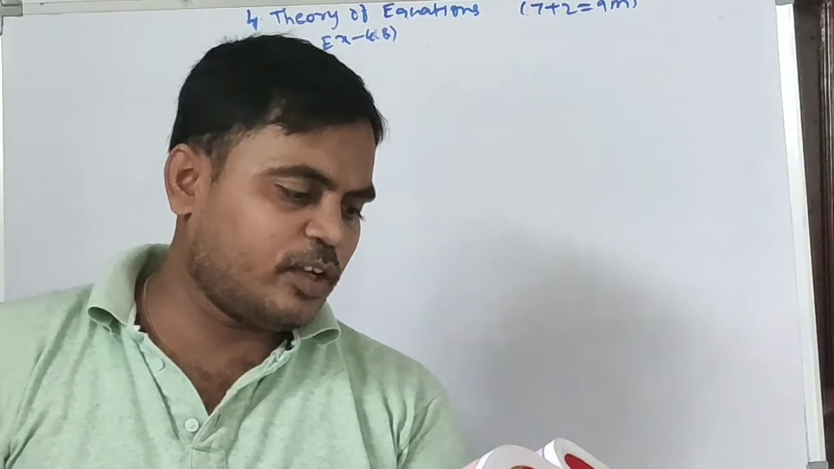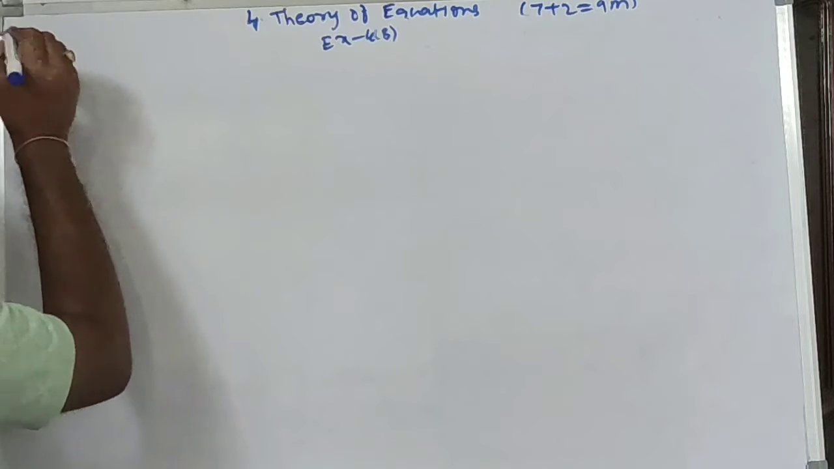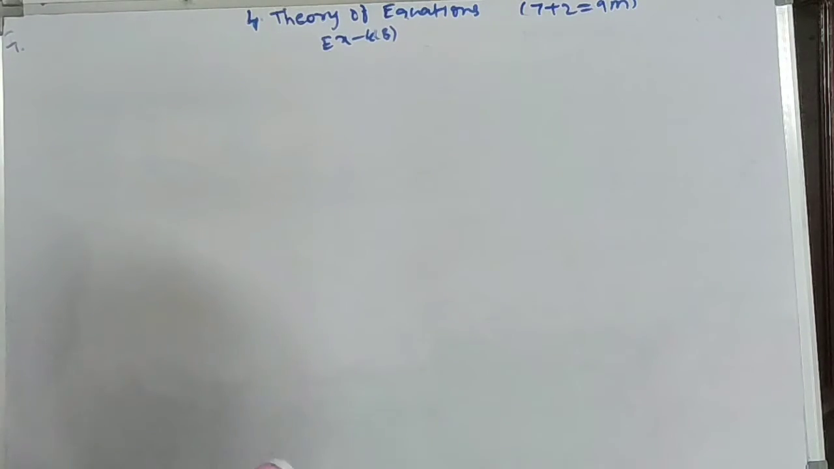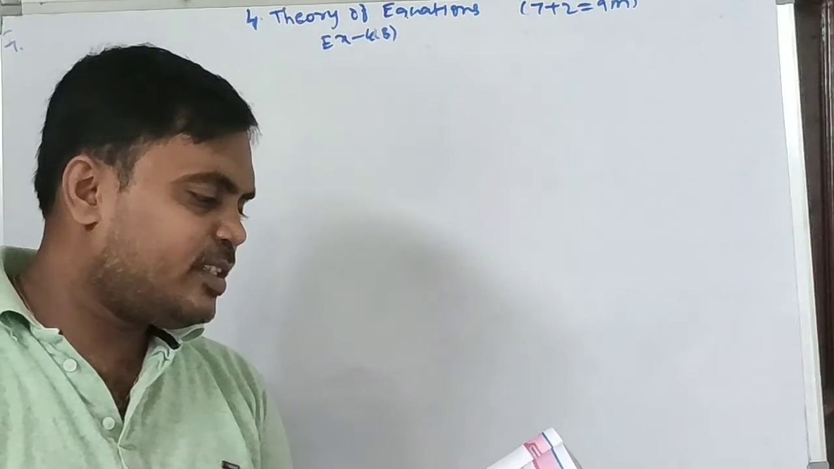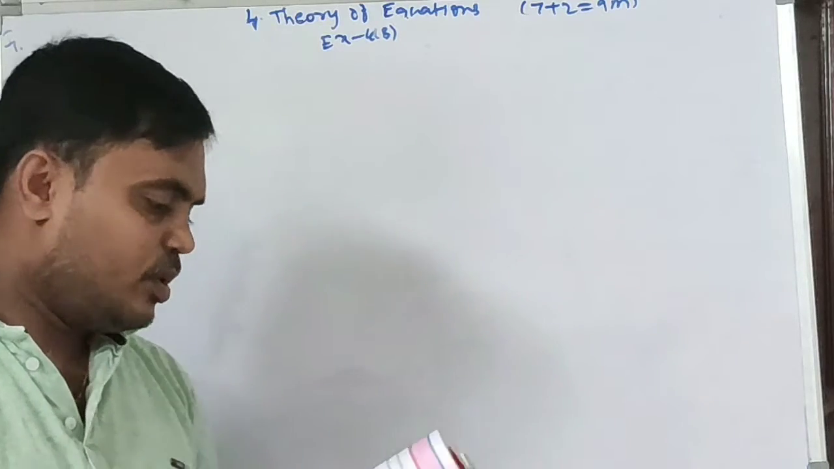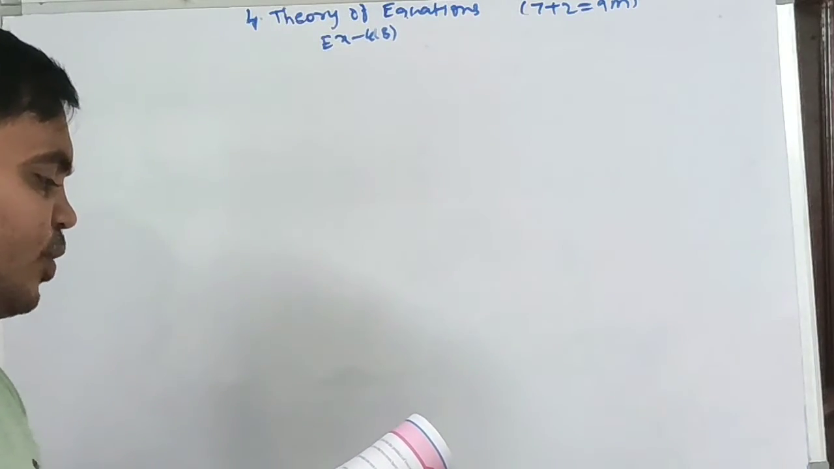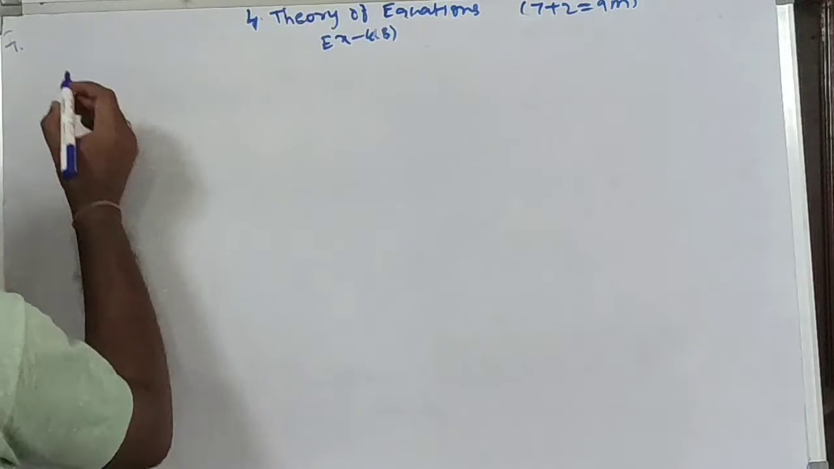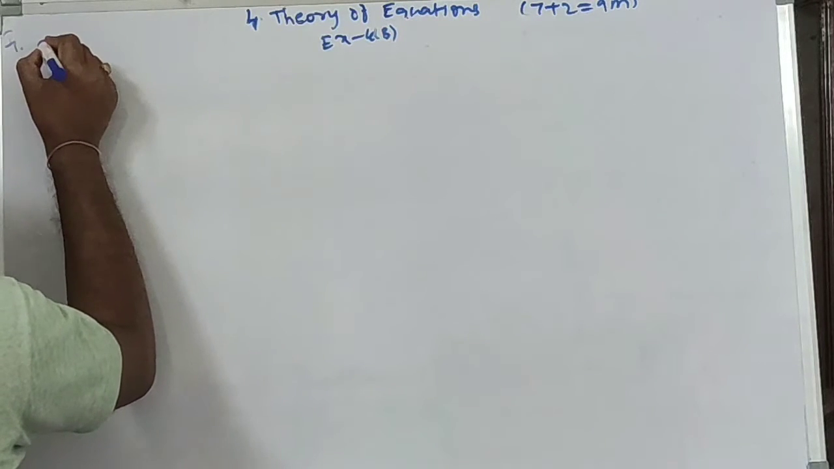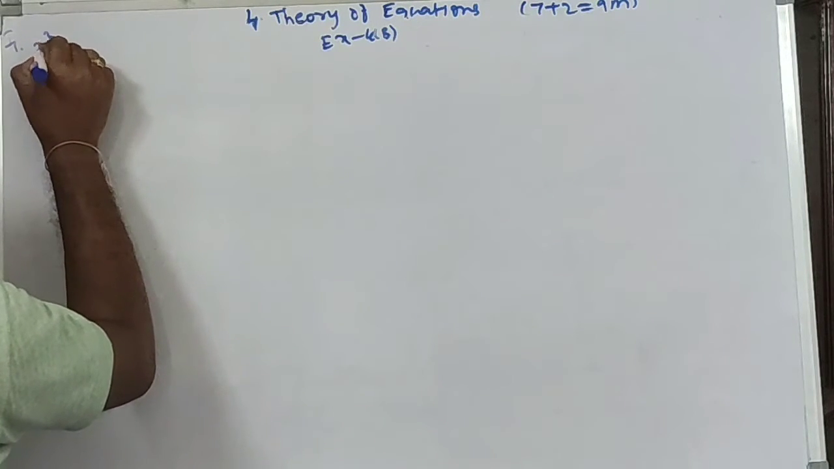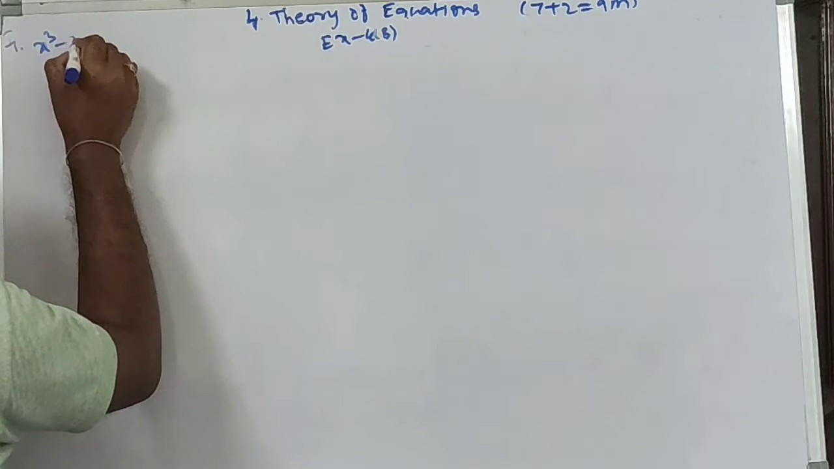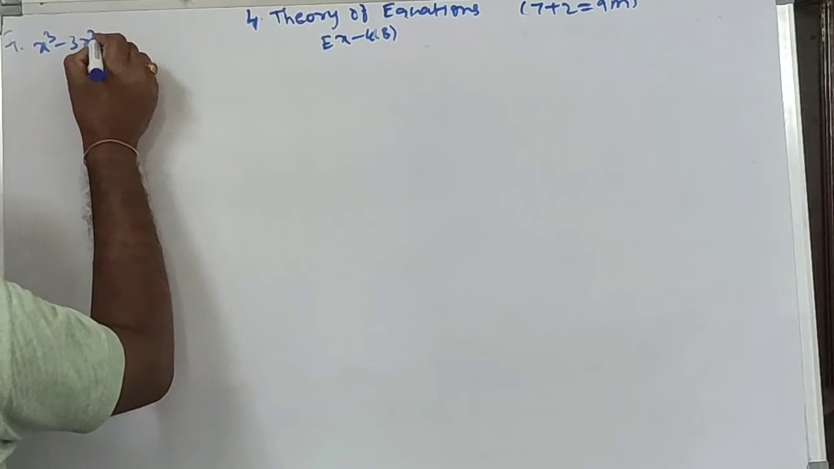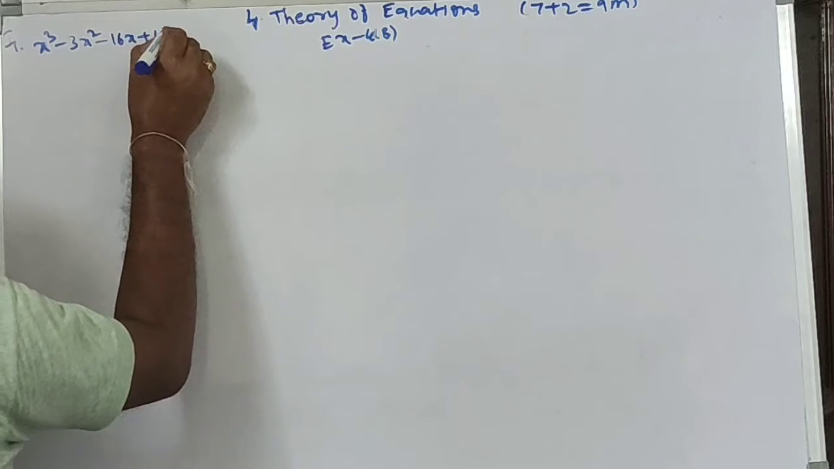Exercise 4b, first bit, first question. Solve x cube minus 3x square minus 16x plus 48 equal to 0, given that the sum of two roots is 0. So I am taking the equation x cube minus 3x square minus 16x plus 48 equal to 0, equation number 1.